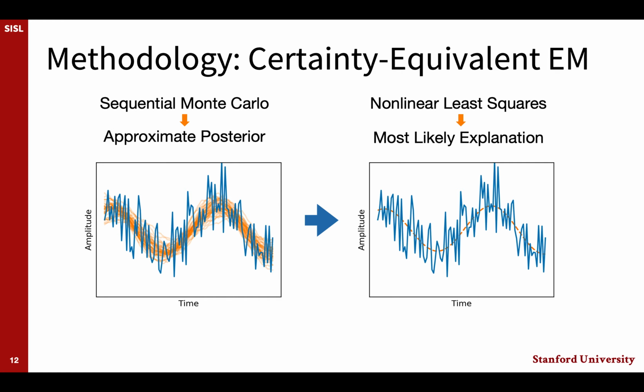So in this work, we study the certainty equivalent approximation. So essentially what we're saying is instead of using sequential Monte Carlo to compute this approximate posterior distribution over state trajectories, what if we just looked for a 1-point estimate? So if we looked for the most likely explanation? Well, it turns out that we can use nonlinear least squares to find this most likely explanation. And nonlinear least squares introduces tractability. It can scale very well to even high-dimensional problems, but this sort of an approach will introduce some degree of model bias, which we will study in our experiments.